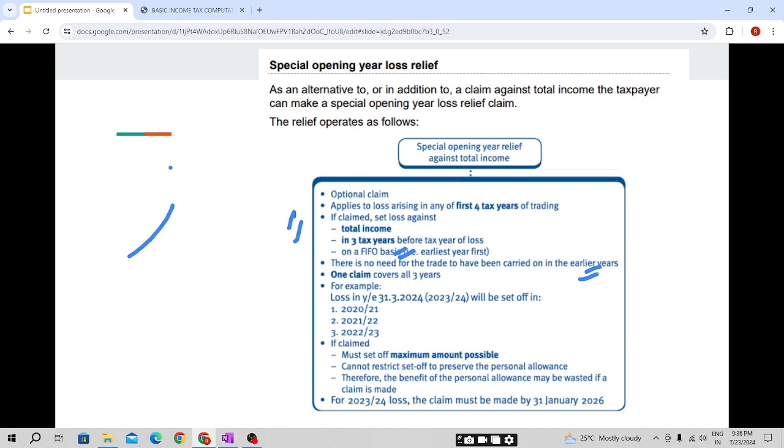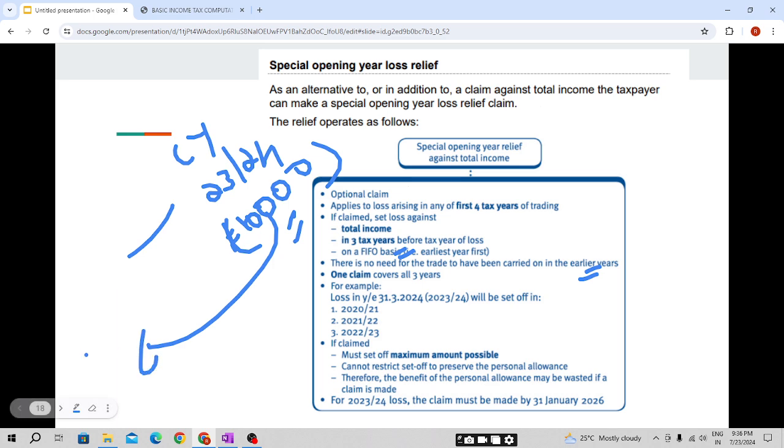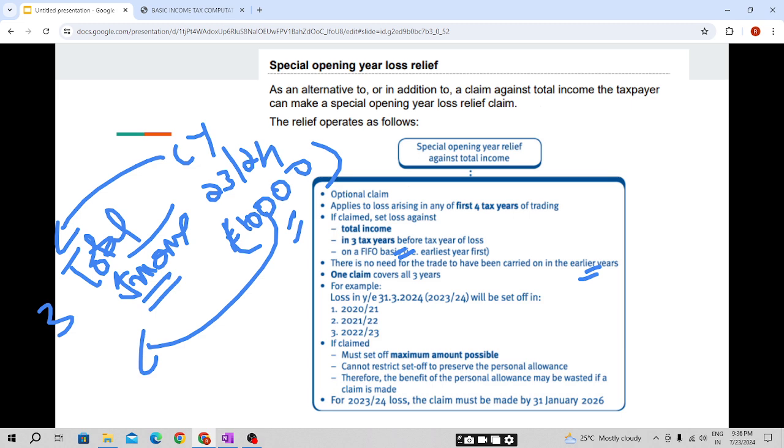So if our current year is 23-24 and we are starting our business this year only and we have a 10,000 pound loss, this can be set off against the previous 3 tax years' total income. In the previous 3 tax years we were not doing any business, but we can still claim. This is known as special opening year relief. One claim covers all 3 years. For example, a loss in 31st March 2024 will be set off against 2021, because on a FIFO basis we need to set off 21-22, 22-23. If claimed, we must set off the maximum amount possible.